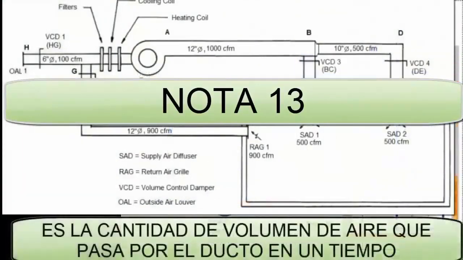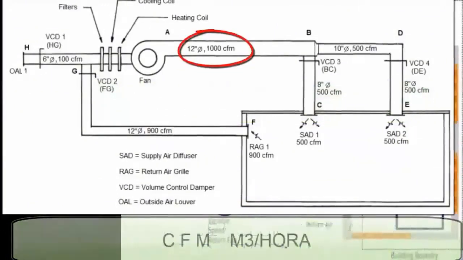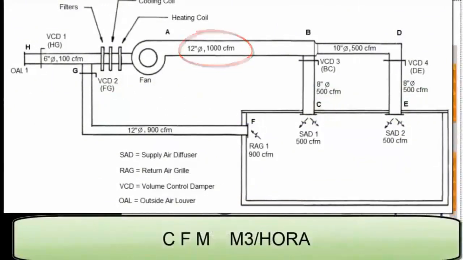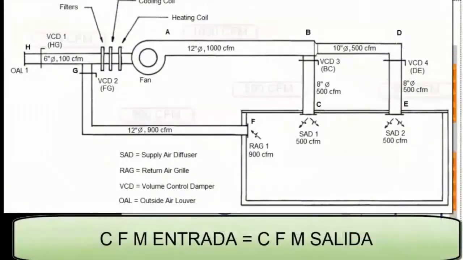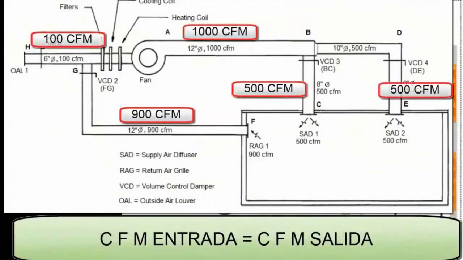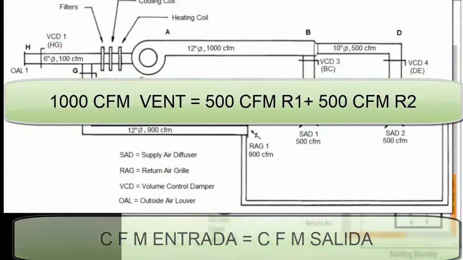The flow rate is the amount of air, in volume, that passes through a duct. The most widely used units to measure the airflow of an installation are cubic feet per minute, CFM, and cubic meters per hour. As the density of the air changes very little in duct systems, the volumetric flow of air entering the fan of an installation is equal to the sum of the volumetric air flows at the outlets of the grilles.